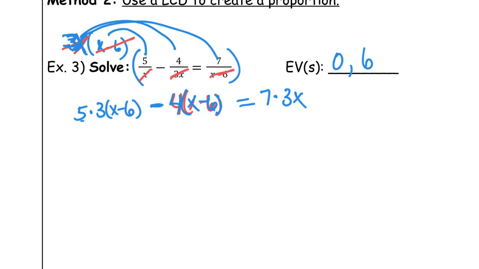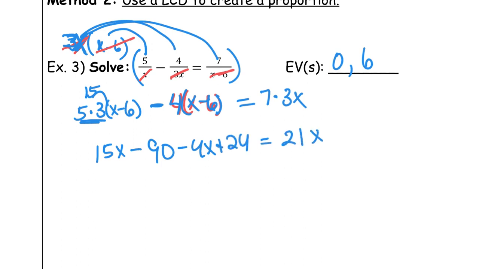Okay, so this right here is going to be 15, correct? So I got 15x minus, what's 6 times 15? 30, 60, 90. Minus 4x plus 24. And then 21x. Is that all okay? Okay, now I just have to start putting together like terms.